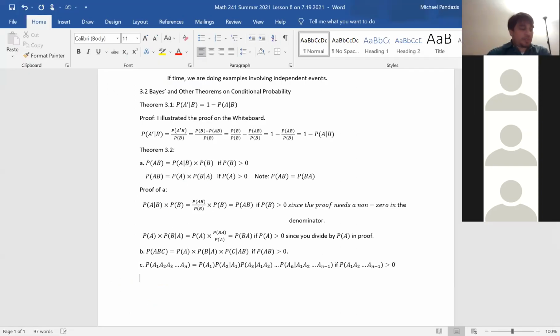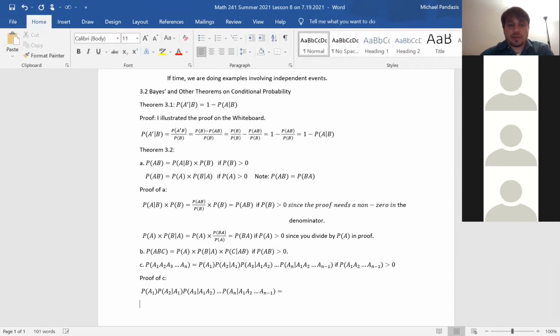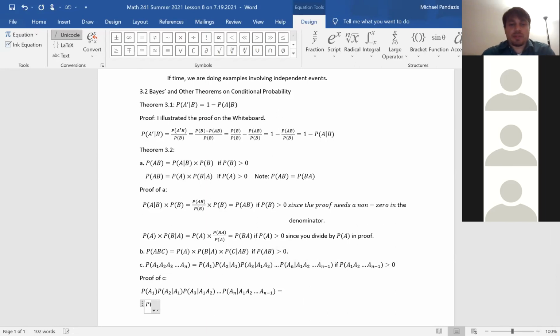Okay, so that's theorem 3.2. And so C is a little weird, but for C, it's just like A. If you wanted to prove C, you would just see that this entire expression here is equal to, well, you have the probability of A1, but then times the P of A2 given A1, which is P of A1 A2 divided by P of A1.